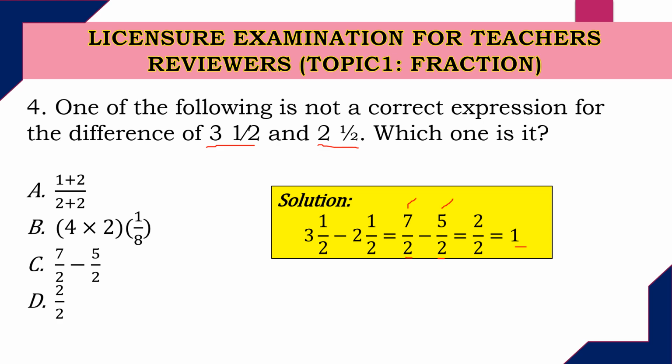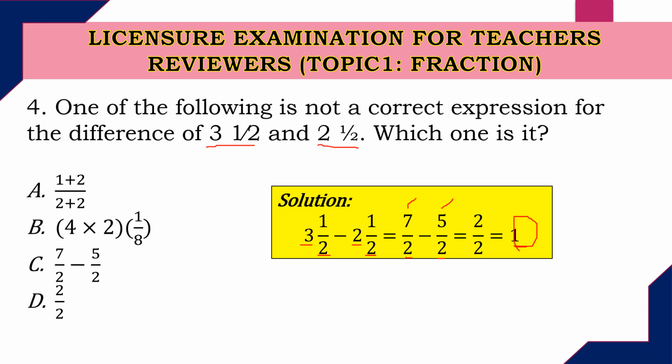Or, kapag titignan natin yung given, pwede na nating pag-minusin agad-agad eh. Because 1/2 minus 1/2 is 0. So, ang natira ay yung sa whole number. 3 minus 2, that is 1. Ngayon, doon tayo sa options. Asan dito ang hindi equivalent sa 1?